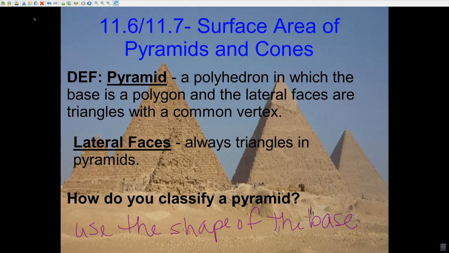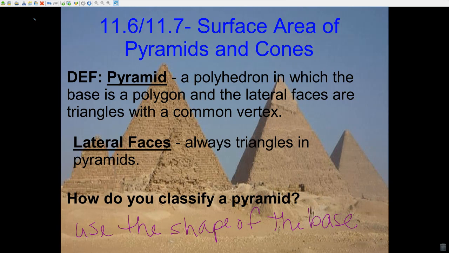Alrighty, we are at 11.6, 11.7, surface area of pyramids and cones. We're going to get this into 2 days. We'll do volume another day, but today we're going to do surface area for these two things. Here comes some definitions. Probably want to copy these down.